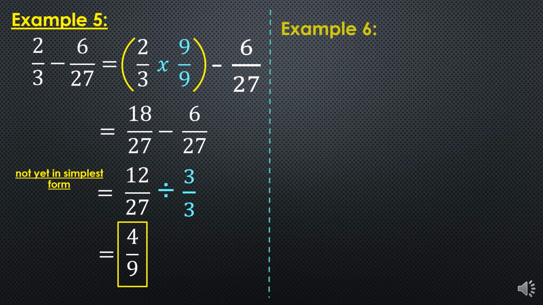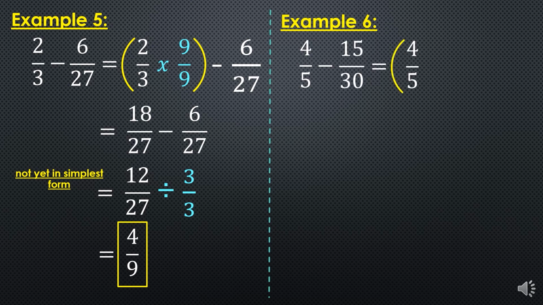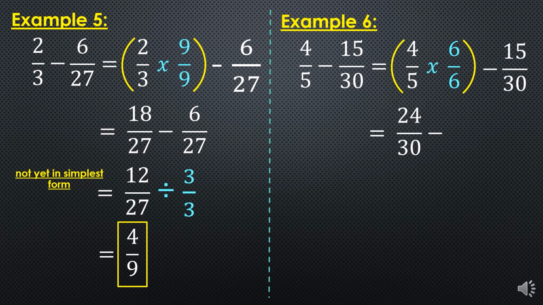Example number 6. 4/5 minus 15 over 30. 4/5 times what? Correct. Times 6 over 6 minus 15 over 30. 24 over 30, that's from 4 times 6 equals 24. 5 times 6 equals 30. Minus 15 over 30. Again, the denominators are now the same, 30 and 30.